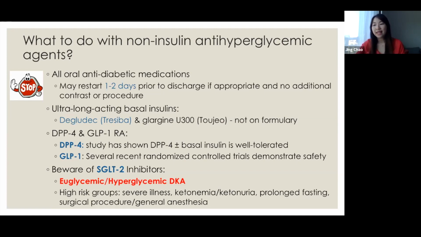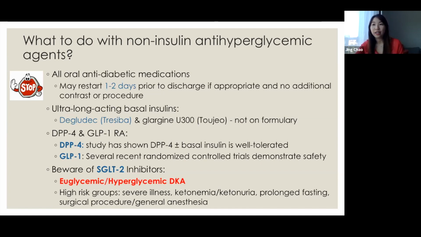So when using these agents, you need to actively monitor for euglycemic DKA. There are also other side effects that you should counsel your patients on, such as genital mycotic infection and urinary infection. But the euglycemic DKA is associated with a higher morbidity and also mortality. So that's the one to look out for, especially on the inpatient side. Patients who are especially high risk for DKA include those with severe illnesses, known history of DKA, undergoing prolonged fasting, or surgical procedures or general anesthesia.